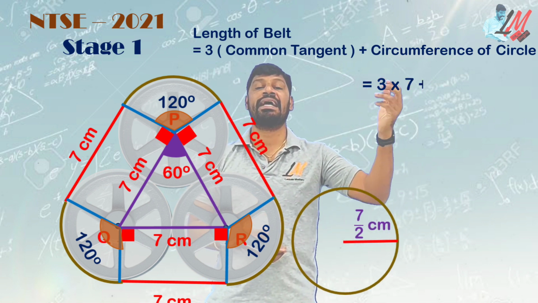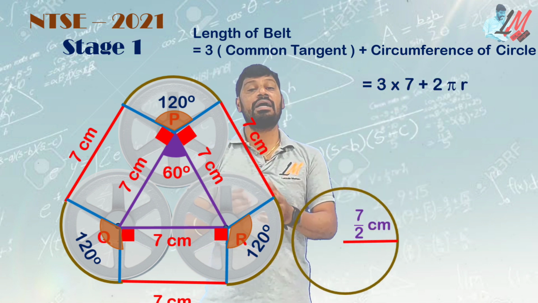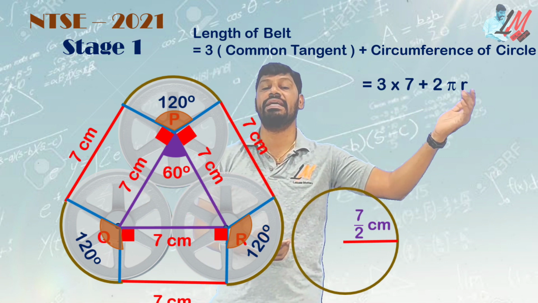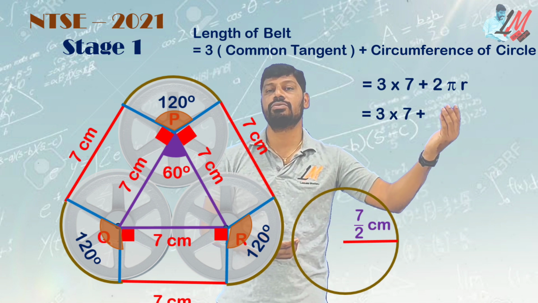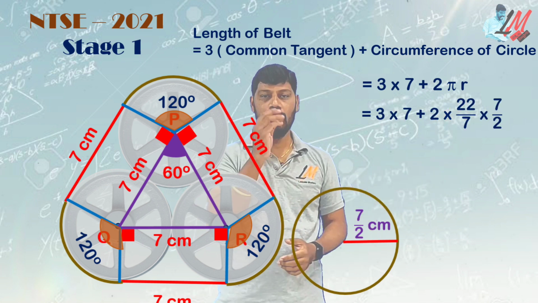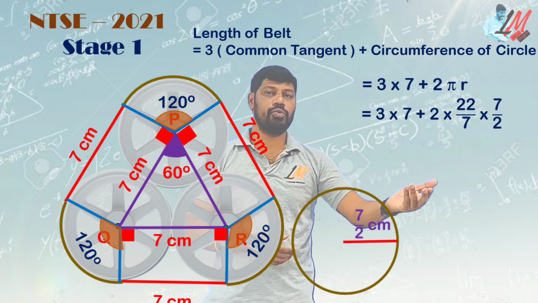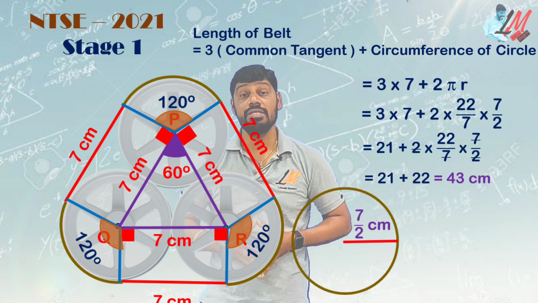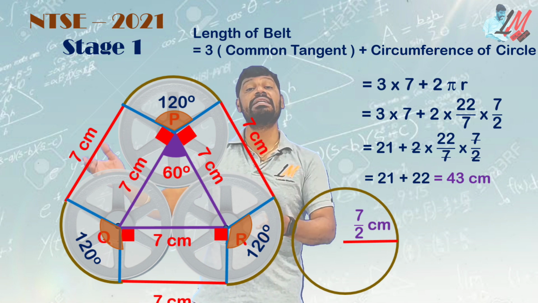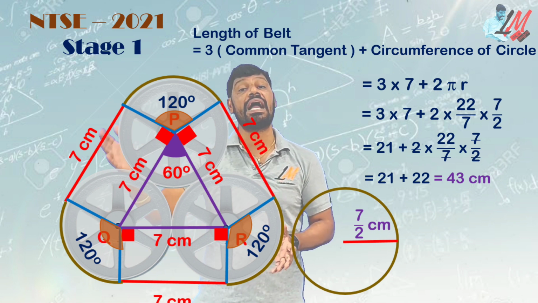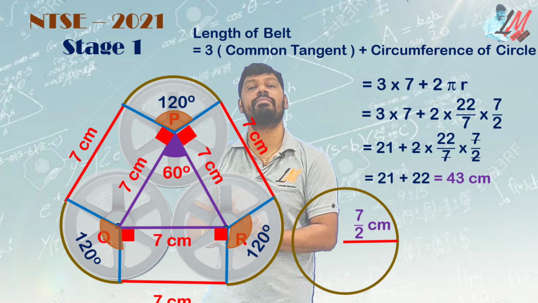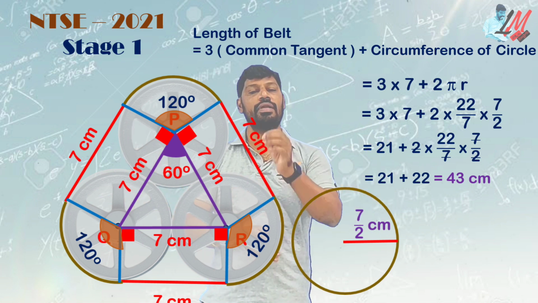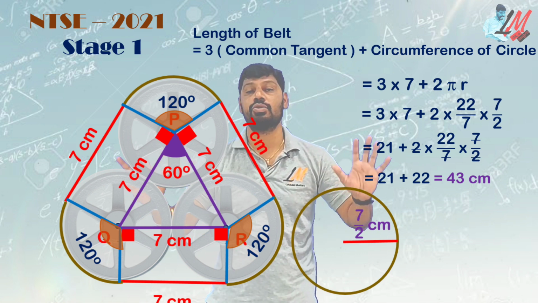So 3 times the common tangent is nothing but 3 into 7, and the circumference of any circle is going to be 2 pi r, which is nothing but 2 into 22 by 7 into 7 by 2. So if you simplify, you are going to get 21 plus 22, which is nothing but 43 centimeter. That is going to be the length of the belt which wraps all the three identical wheels of diameter 7 centimeter. So my dear children, this is one of the most beautiful and simple problems, with an elegant solution also.